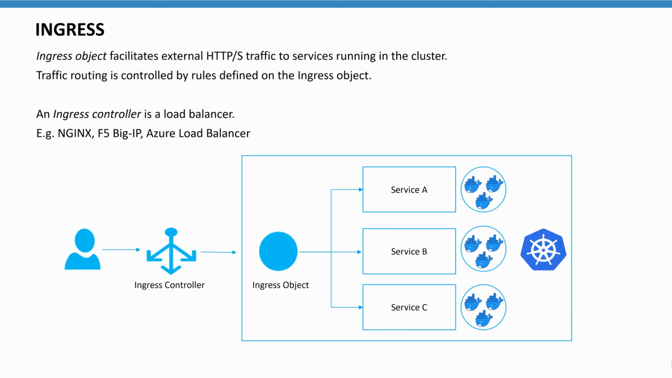Ingress. The Ingress object is one of the Kubernetes objects that facilitates communication between the outside load balancer and the services. Now, Ingress controller is a load balancer. It may be Nginx, F5 IP, Azure load balancer. The Ingress object acts as a broker between the service and the Ingress controller. It allows HTTP and HTTPS traffic to services running in the cluster.